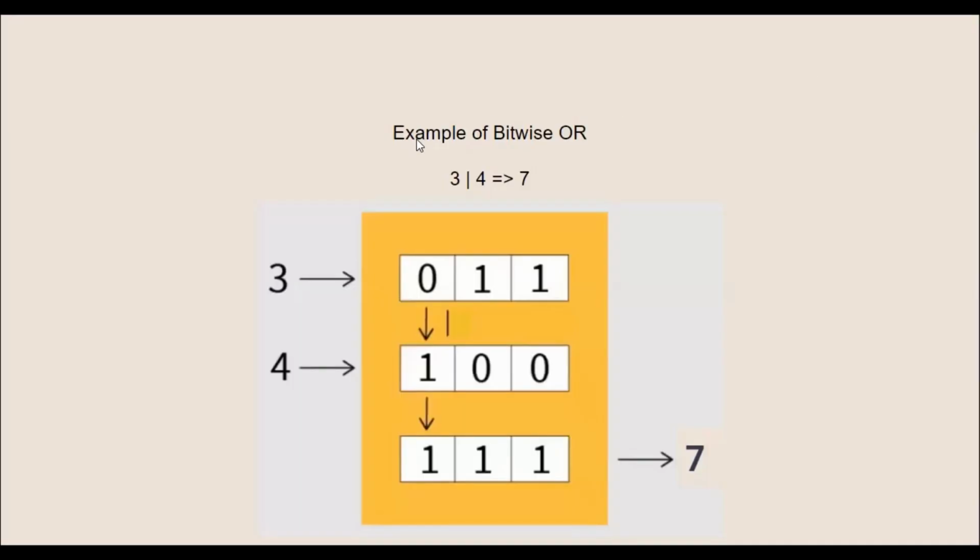Here we can see the example of the bitwise OR operator. The same 3 | 4 gives us 7. We can see 3 is represented as 011 and 4 is represented as 100. When we perform the OR operation between them, 1 and 0 gives us 1, 1 and 0 gives us 1, and 0 and 1 gives us 1. If there were a case where 0 or 0 was there, then we would have got 0 in the result. But all bits are 1. This means the answer is 7.